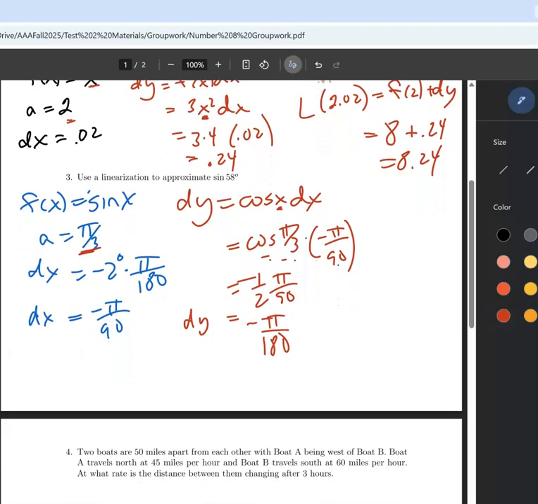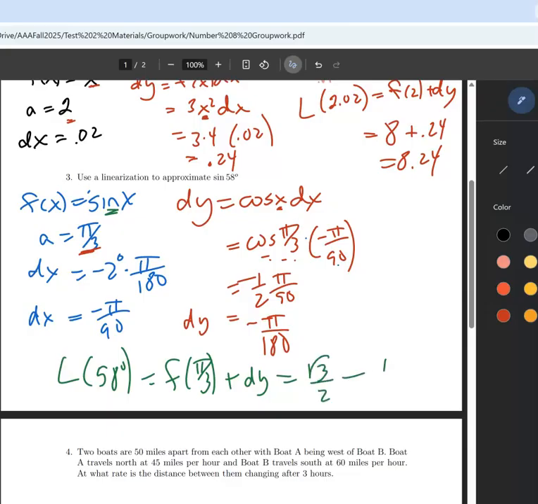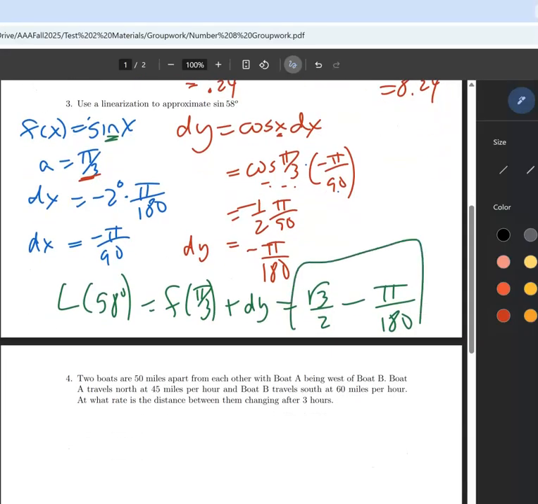Okay, so that's my dy. So how do I find the linearization at 58 degrees? So that's going to be f of a, so f of pi over 3 plus my dy. So f of pi over 3 means I put pi over 3 into my sine function. So that's root 3 over 2. And then plus my dy, I end up subtracting that. So that's a fine answer right there.